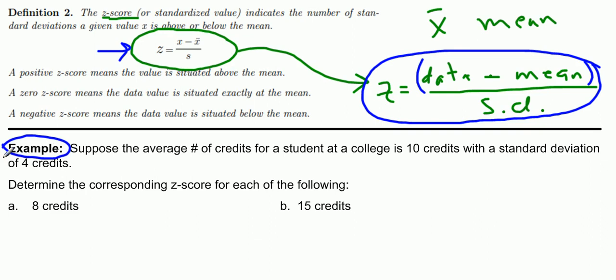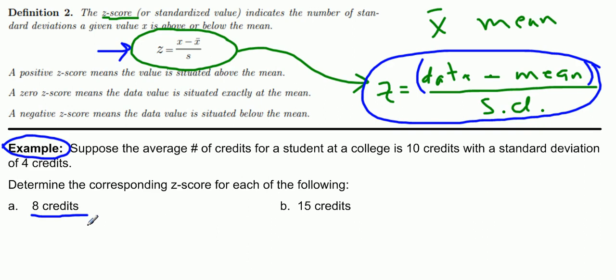So in part A, we're looking at a student that takes 8 credits. That student is below average, right? They're taking less than the typical student. And again, we're not making any kind of judgments. We're not saying better or worse. We're just observing that it's below the average. And there's lots of reasons some people take less and some people take more. The question here is to find the z-score for 8 credits.